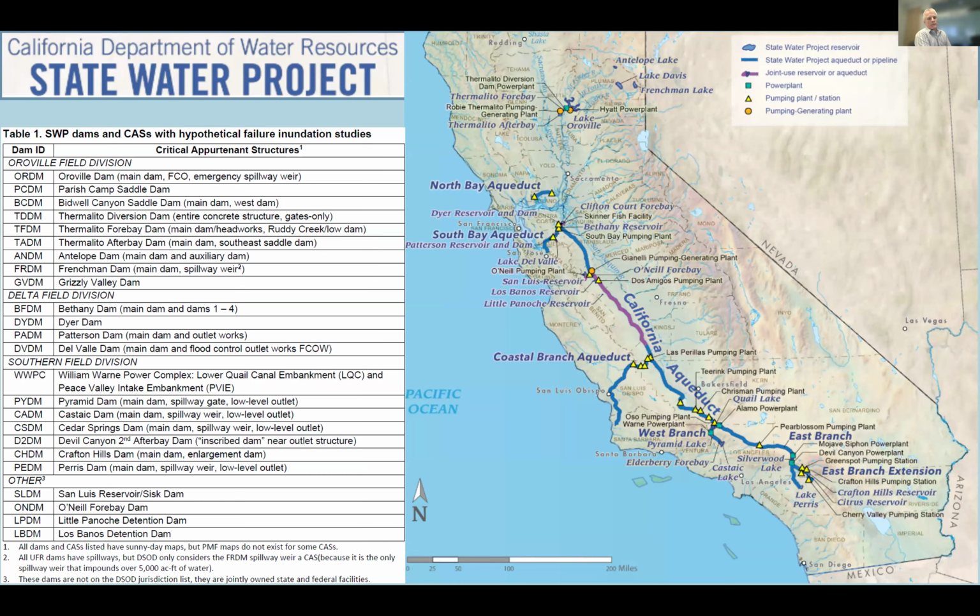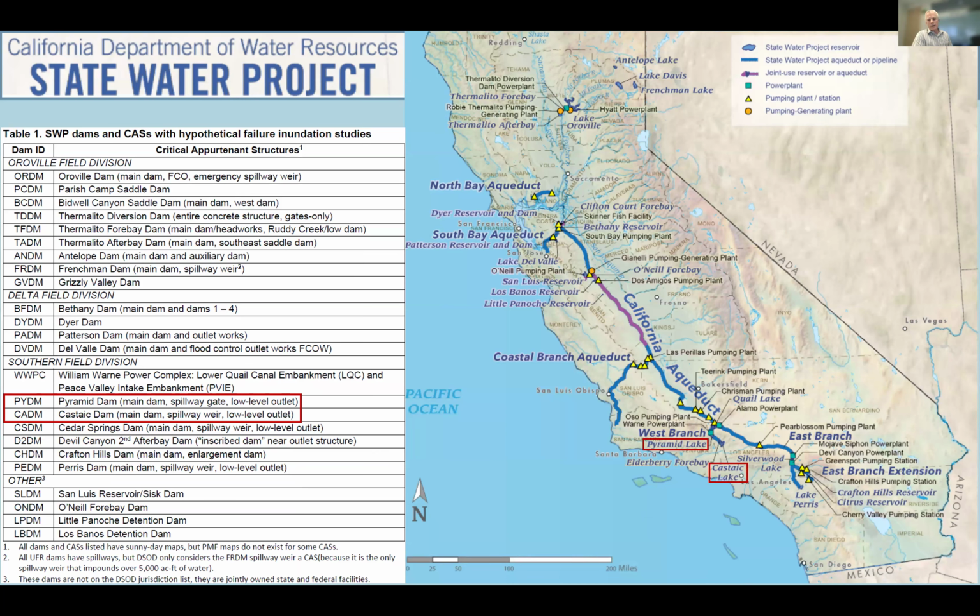And there's 20 of these facilities, dams, but there's also some of these dams have critical appurtenant structures. So each of those structures has to have a map as well. So we talk about all this, but I'm just gonna use this as an opportunity to kind of show you a few of these facilities.